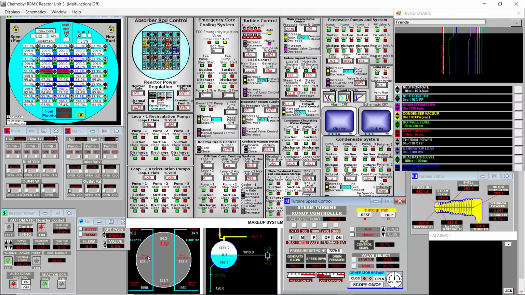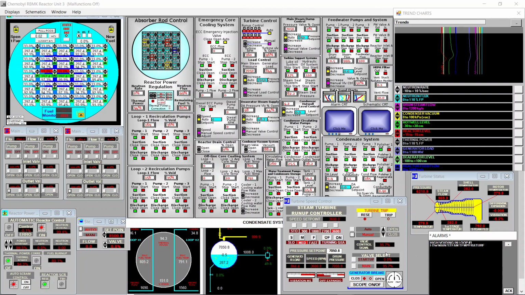You see that we are quite critical with the bundle temperature. So the fuel bundle temperature, we are at 800 degrees. This is quite high. I think we don't get yet the alarm. Okay, we have the alarm of high voiding in loop number one. So loop number one is at 36, just 1% higher than loop number two.